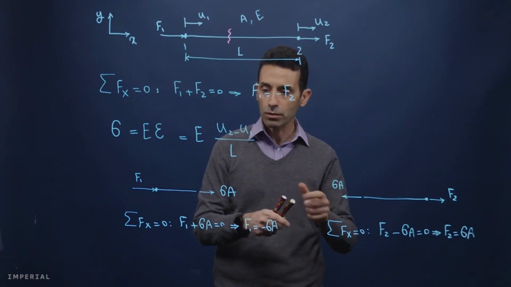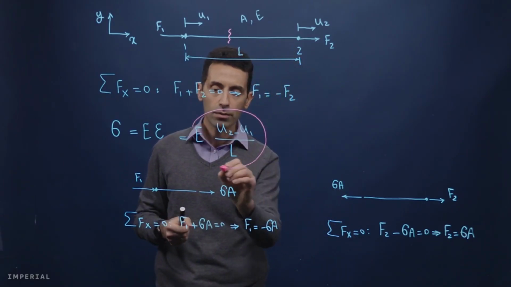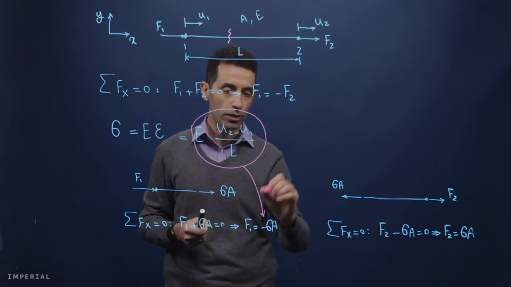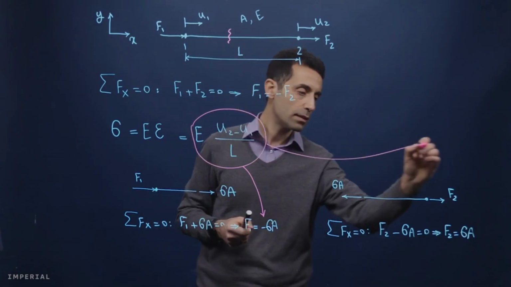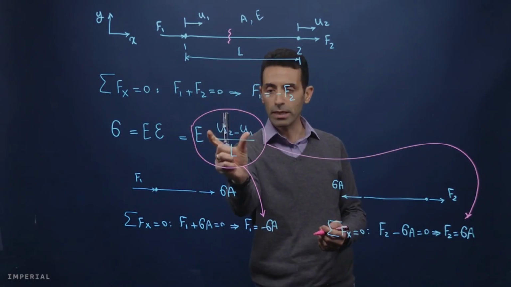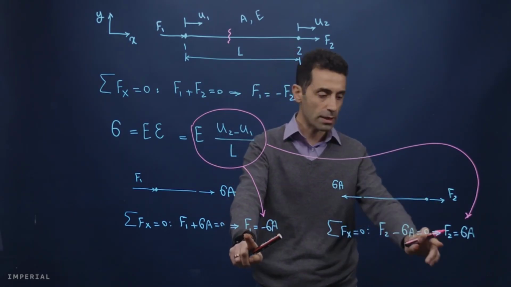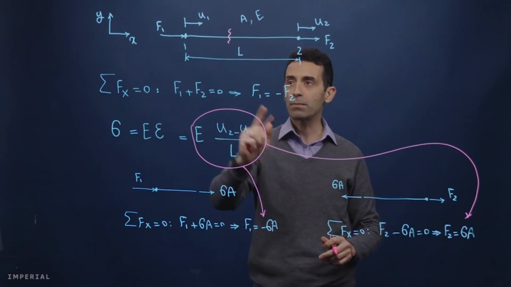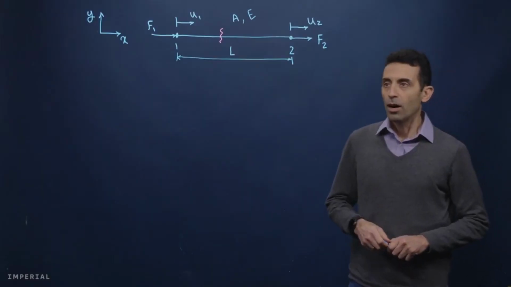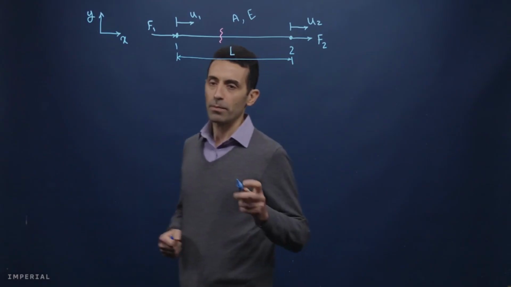So you can imagine what we will do next is that we will then put this relationship, this part of the equation, in this equation and in the other equation. So if you replace sigma with this expression, then we will have the relationship between forces, the external forces, and the displacement at these two nodes. Okay, so let's tidy up the equations that we have found.